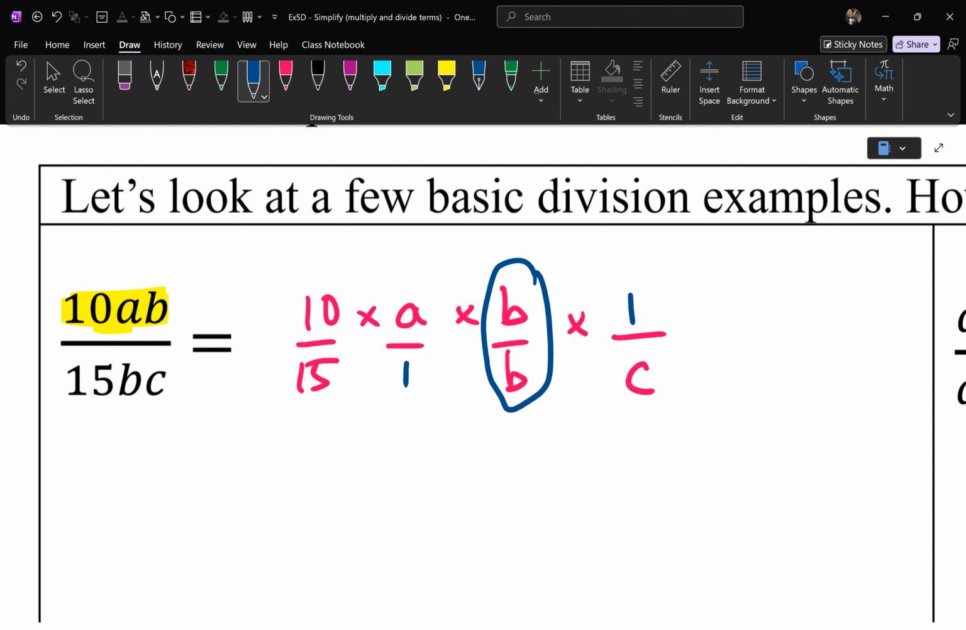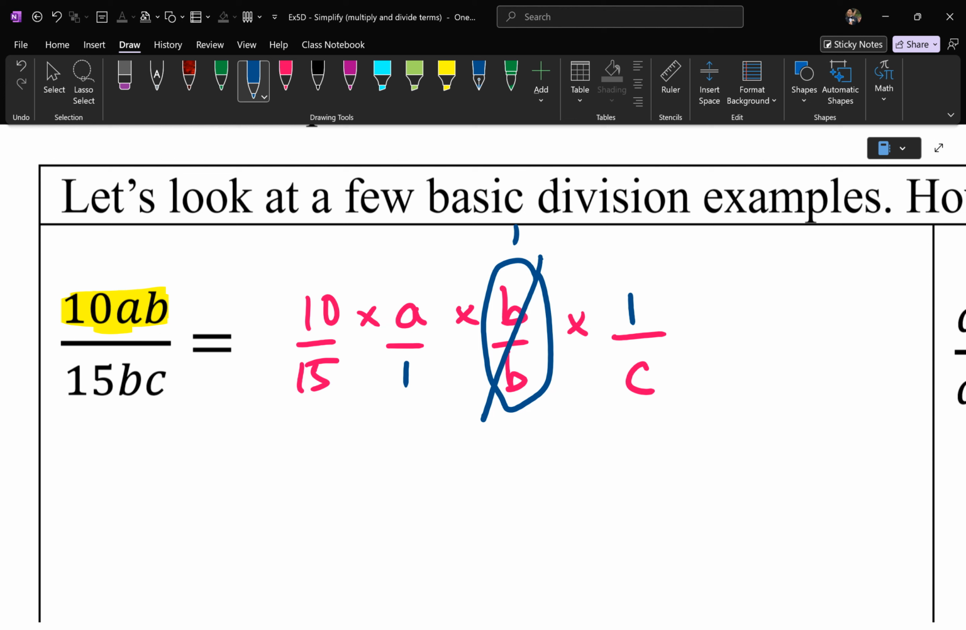Because B divided by B, we already know. What's B divided by B? 1. Anything divided by itself is 1. So this cancels out to be 1. And then can I cancel out anything? No, 1 divided by C, can't do it. A divided by 1, can't cancel it.